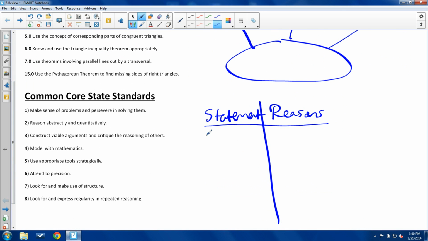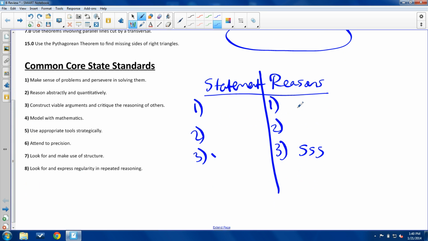And same thing here, only in statements and reasons, you list a statement, you say, this side is congruent to this side. The reason, maybe it's given. And then you say, this side is congruent to this side, and then you give another reason, reflexive property, right? You do all these things and eventually come to a conclusion, this triangle is congruent to this triangle because of side, side, side, right? So that's a two-column proof, and I just like it because you always list the reasons.